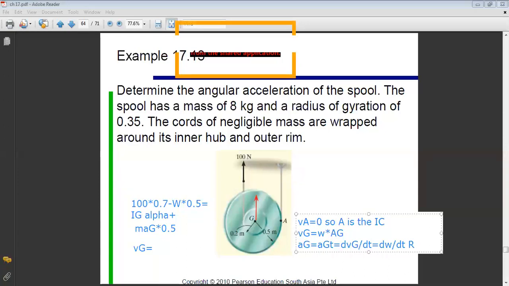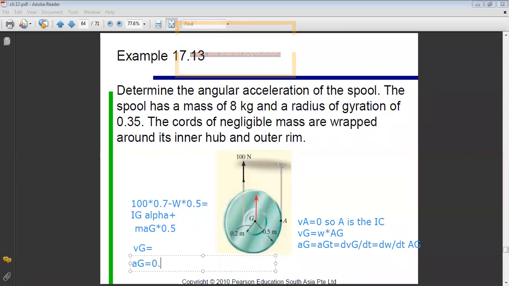And what is r here? It's the distance between A and G, so times AG, which is 0.5. So I can say that the second relation is AG equals 0.5 alpha. And now I have two equations with two unknowns. I solve for alpha and AG.